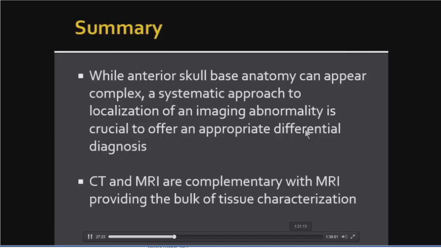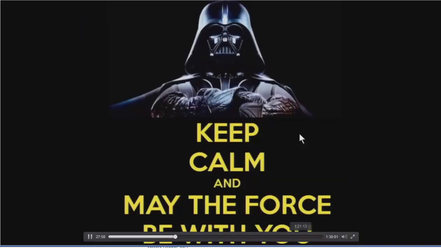But if you have a systematic approach and try and determine, is the lesion looking more along the benign end of the spectrum, malignant end of the spectrum? What is its intracranial extension? What is its orbital extension? Is there any potential perineural spread? Then it's possible to provide a reasonable differential diagnosis. And also, CT and MRI are complementary, with MR providing the bulk of the tissue characterization. Thank you very much for your attention.